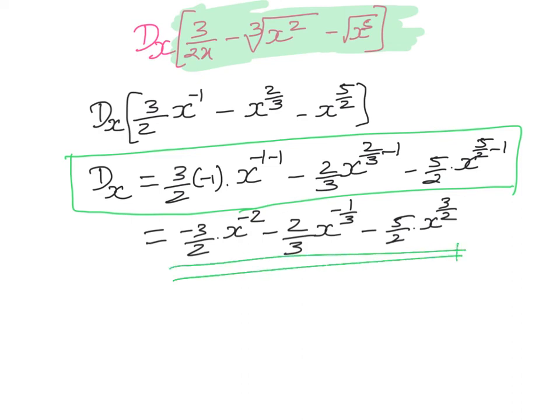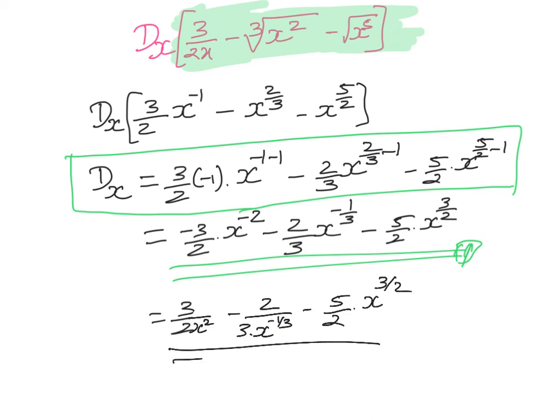If we want to write in positive exponents, then we can write it as 3 over 2 x to the power of, again, it is 3 over 2 x squared minus 2 over 3 times x to the power of negative 1 over 3. You can write in a radical form if you want to, 5 over 2 x to the power of 3 over 2. So this is in positive exponents.